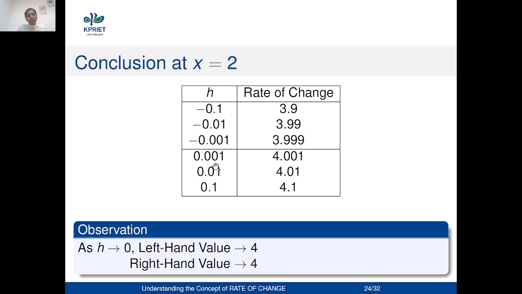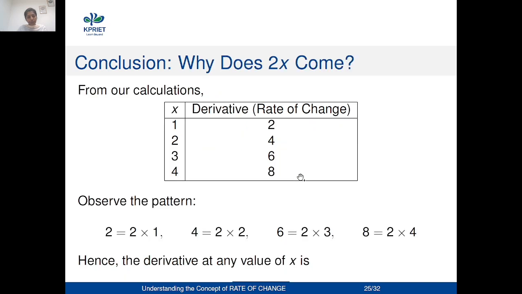Suppose on the right hand side, if my h converges to 0, the answer of the function at x equal to 2 gives 4, or it is converging to 4. And similarly for the left hand side, if I take the h value which is converging to 0, the answer is approaching 4. So the observation we have to look at is that when h converges to 0, both the left hand side and the right hand side values converge to the number 4.